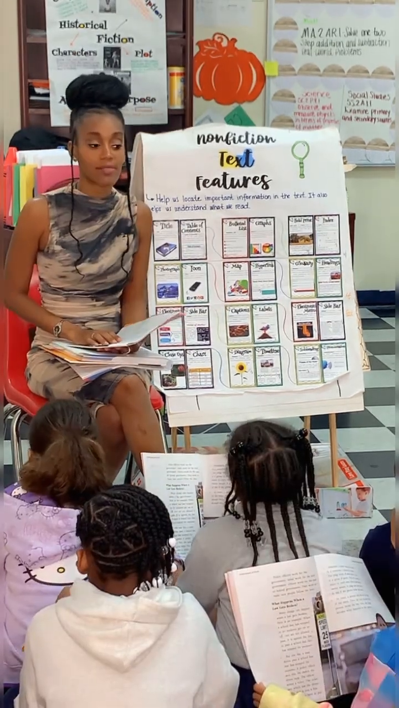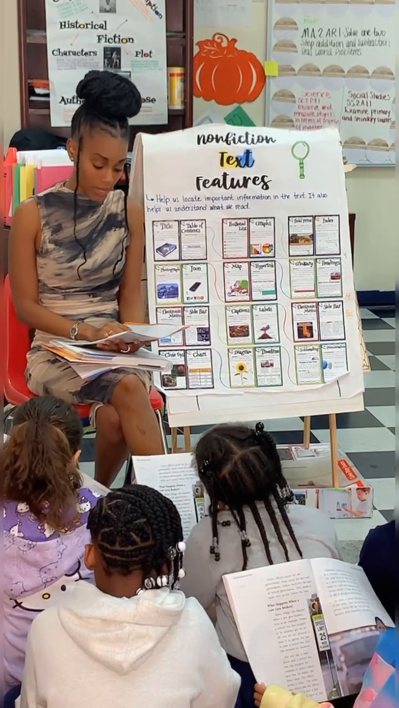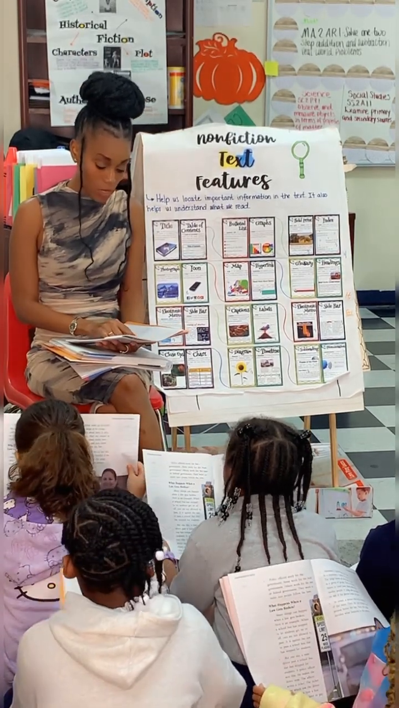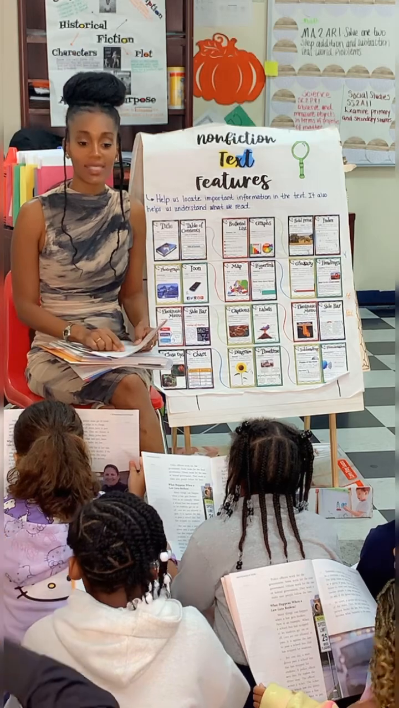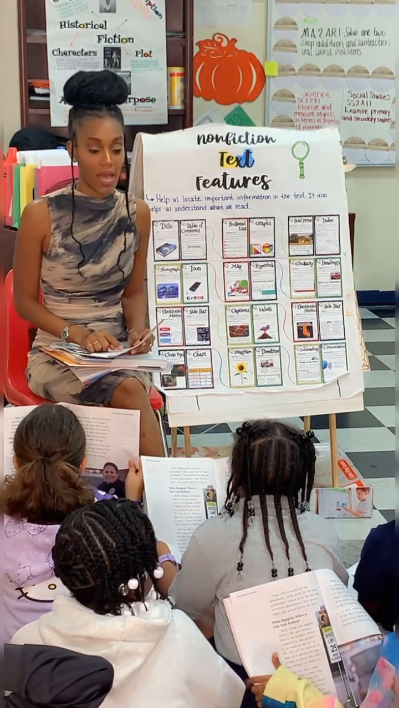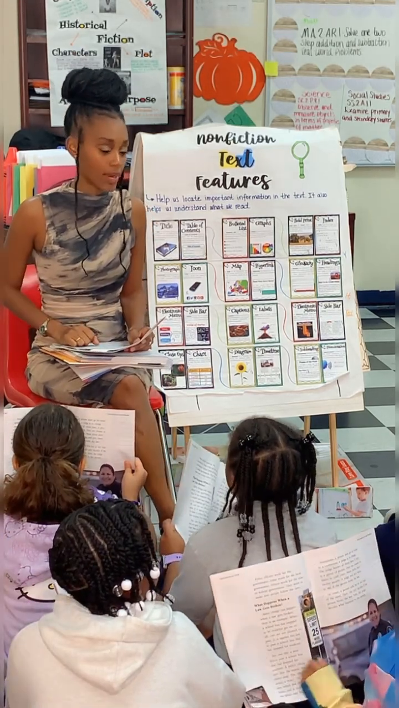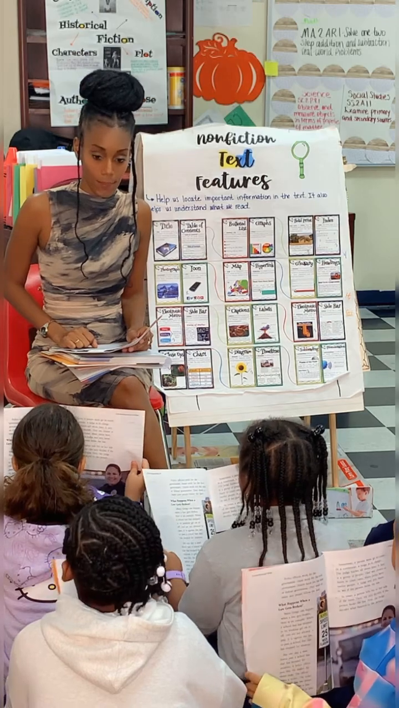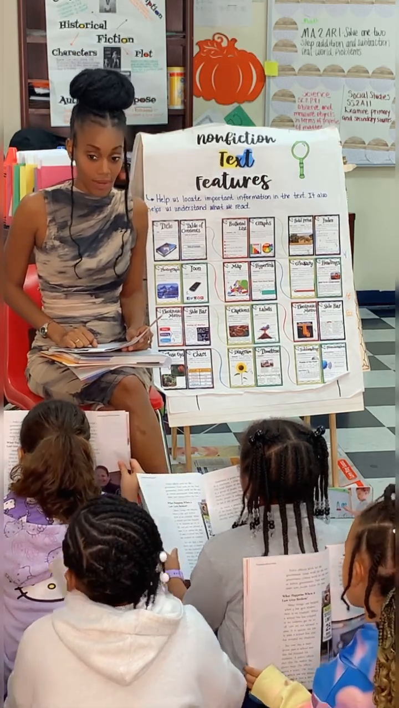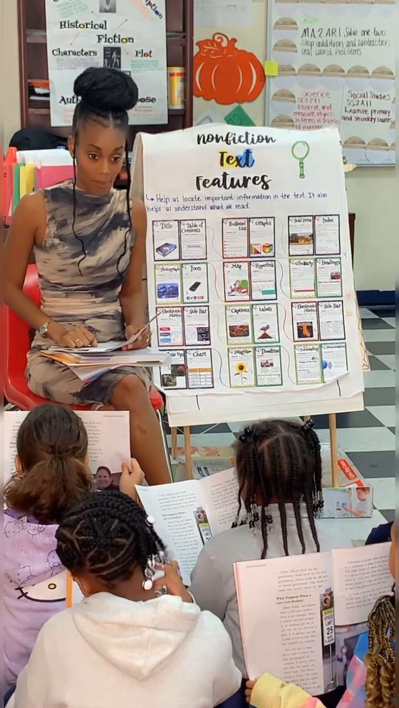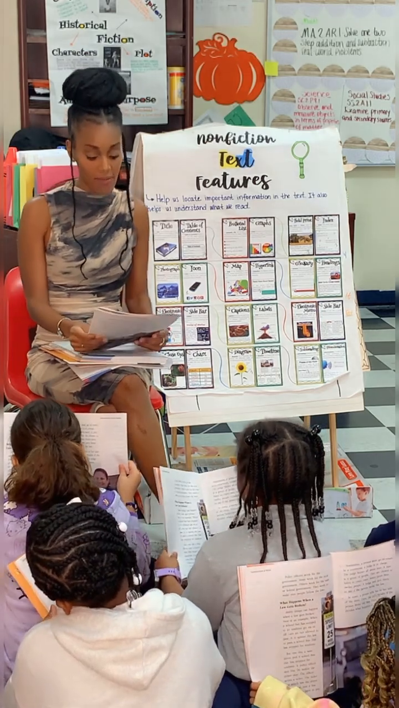Let's read paragraph 7. There's a heading. Let's read it. What happens when a law gets broken? Now, when I see this text feature, the heading, what am I going to be reading about? What happens when a law gets broken? That's exactly what I'm going to be reading about. Here we go. Paragraph 7.